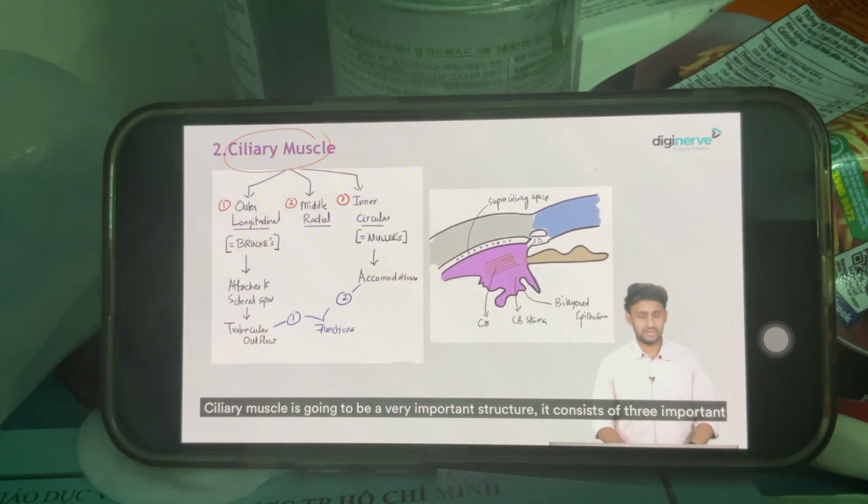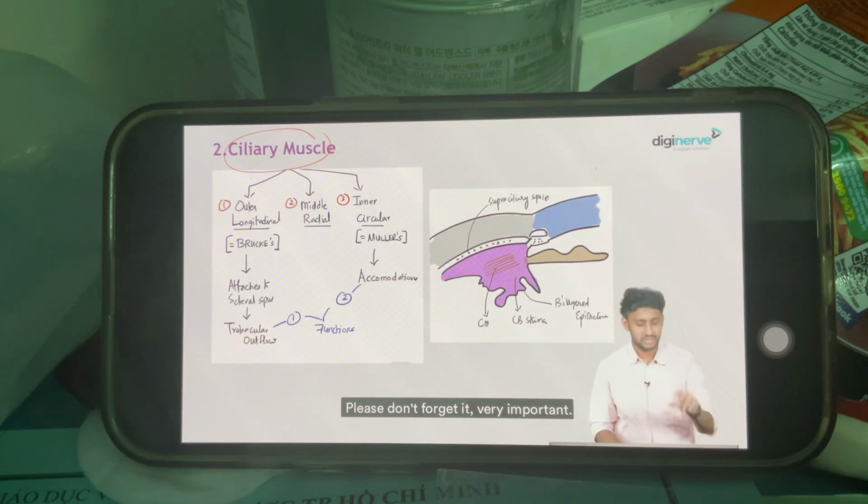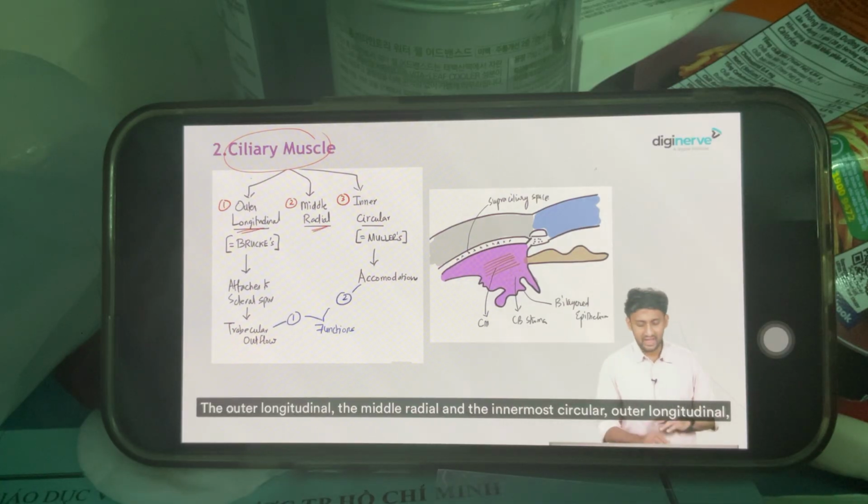Ciliary muscle is going to be a very important structure. It consists of 3 important components. Please don't forget it, very important. The outer longitudinal, the middle radial, and the innermost circular. Outer longitudinal, middle radial, inner circular.